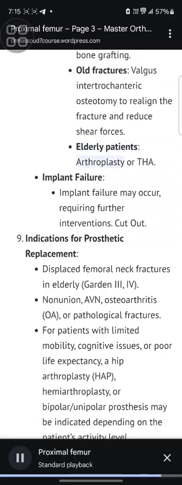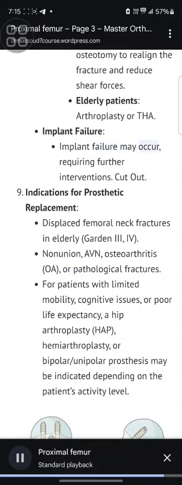Elderly patients, arthroplasty or DA. Implant failure. Implant failure may occur, requiring further interventions. Cutout. And 9. Indications for prosthetic replacement.